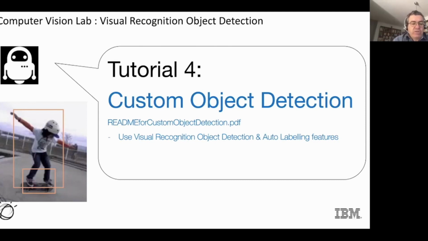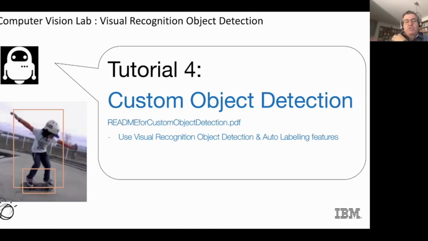And for example, here you will train it to recognize skateboards. So you will highlight the skateboard with a square, and you will say to the system, this is a skateboard. So you will have to label it. You will do the job of identifying the object and tagging the object.